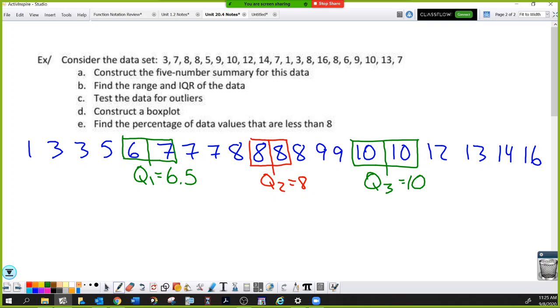There we go. Q1, Q2, Q3, and minimum and maximum. Well, we know the minimum is 1 and the maximum is 16 because, well, there they are, right? Find the range and the IQR. So range, that's B. The range is just going to be the maximum minus the minimum. The IQR is going to be Q3 minus Q1.